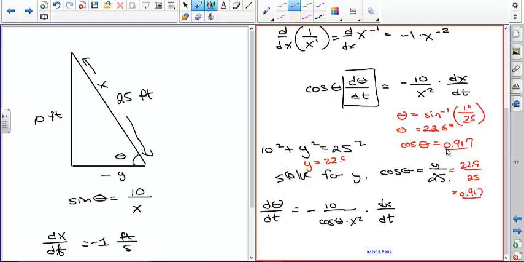So those are the two ways you could get the cosine of theta. You could use the inverse sine to get theta and then take the cosine of that, or you could use the Pythagorean theorem to get the adjacent side and then use the definition of the cosine. This way you don't ever have to know what theta is. You just need to know the cosine of theta. Okay, so let's plug some numbers in here.